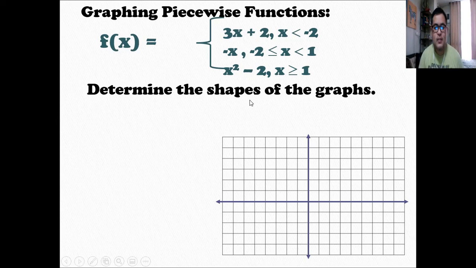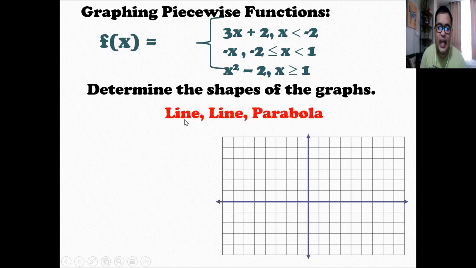So determine the shapes of the graph. Definitely, we have line, this is line, this also line, and of course, this is parabola because of the exponent 2. So this is quadratic. Okay? So this line, line, and parabola. So you know already the shape of the graph.